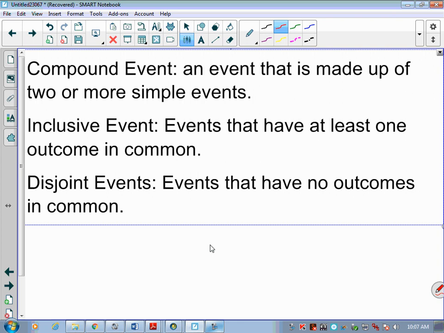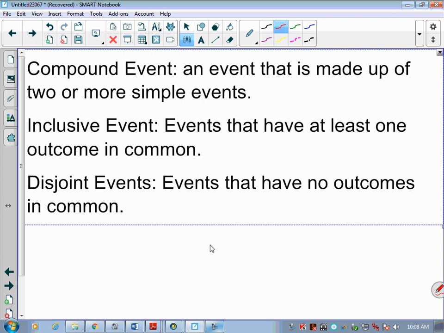Mimi, what is an inclusive event? Okay, events that have at least one outcome in common. This could be where I'm rolling 2 dice. Would they have events in common? Could I flip 2 coins and get events in common? So it's a little bit different than a compound event. It should have outcomes that are similar.